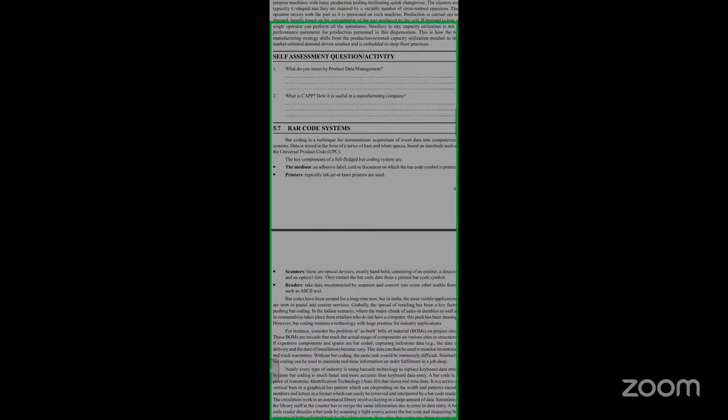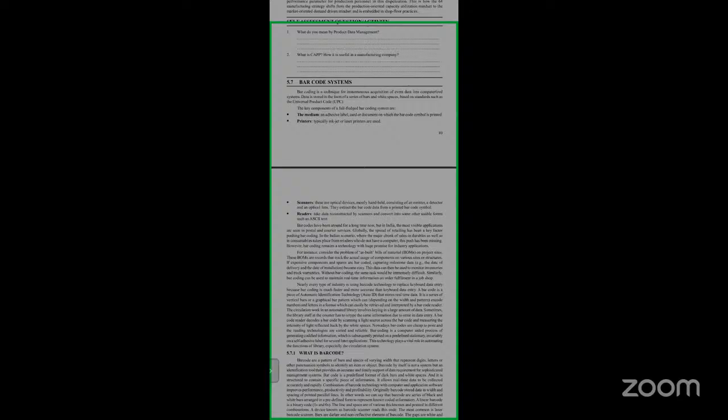Next comes the barcode systems. The barcode is a technique for instantaneous acquisition of event data into computerized systems. Your data is stored in the form of a series of bars and white spaces. We all know we've seen this barcode system on many of the products we see.